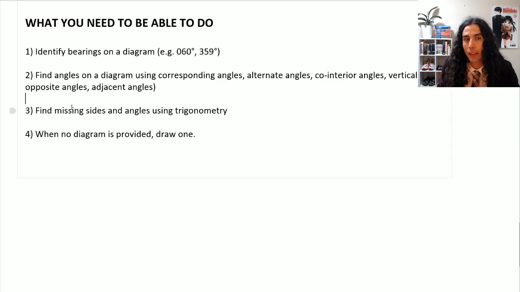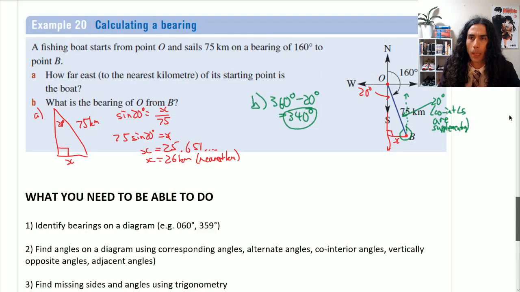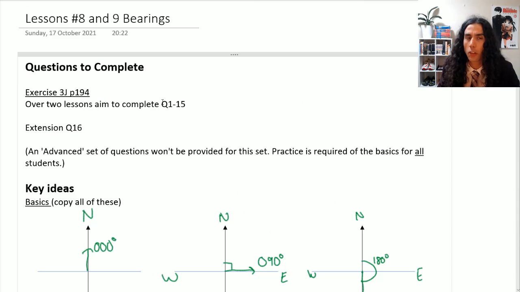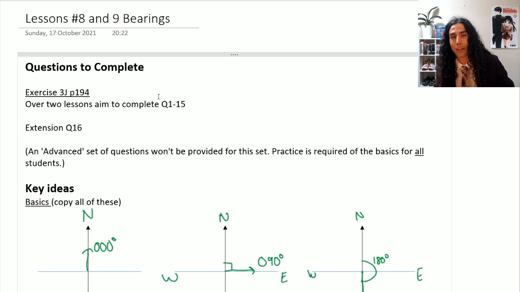Find missing sides and angles using trigonometry. It's all the stuff from 5.1. Last one's tough. When no diagram is provided, draw one. So you've got to read questions carefully. So that's it. I'll scroll up to the top, but it was just questions 1 to 15. Scrolling up. 1 to 15. Lots of time. Take your time. Practice, practice, practice, practice, practice. Good luck.